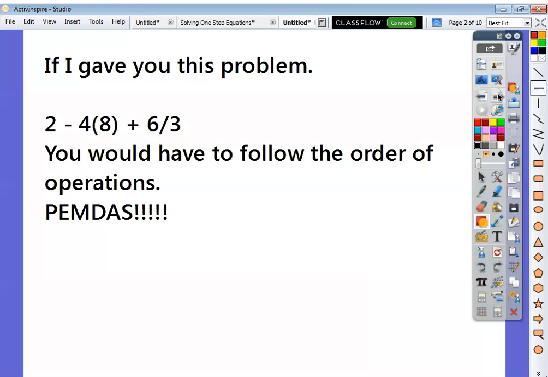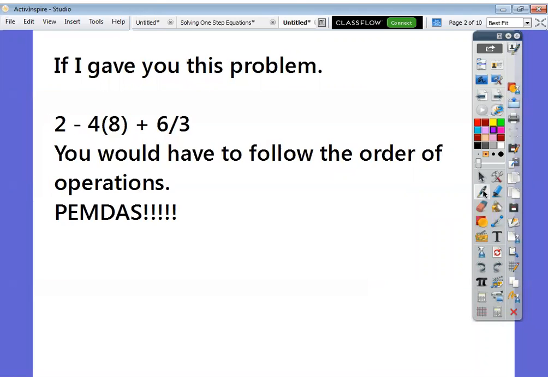Okay, all right. So to give you a little bit of background before we jump into two-step equations, if I gave you this problem right here, 2 minus 4 times 8 plus 6 divided by 3, you would have to follow PEMDAS. That's right, everybody. PEMDAS is called the order of operations, where it wants us to do parentheses first. I hope I spelled that right.